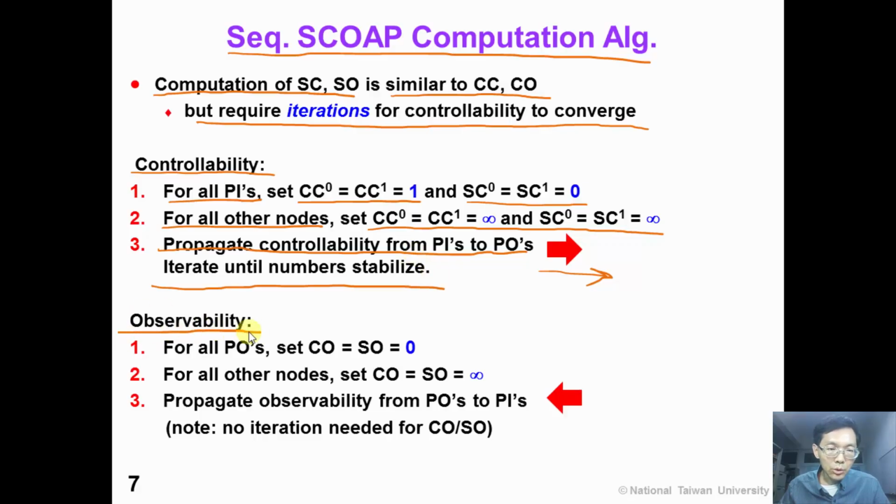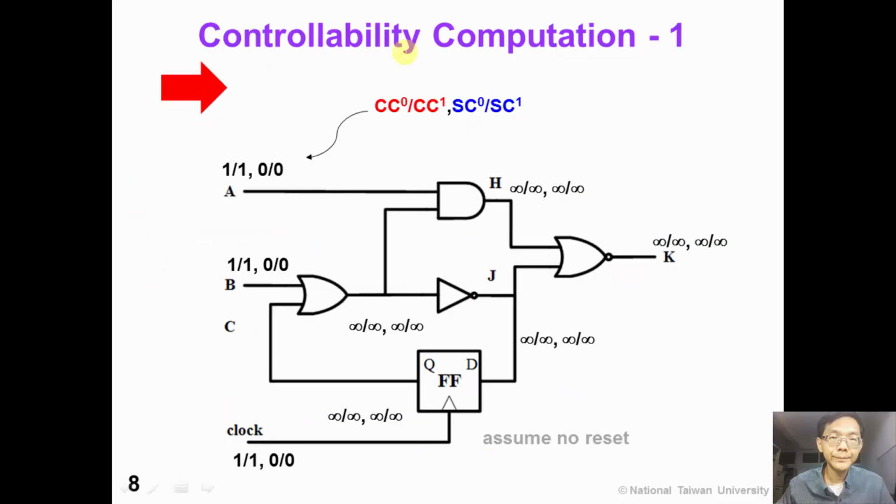To compute the sequential observability, step 1, for all the primary outputs, we set their observability to 0. For all the other nodes, we set their observability to infinity. And then we propagate the observability from primary output to primary input, so from right to left in this direction. Please note that we do not need any iteration for observability computation. Now let me show you an example to compute the controllability.